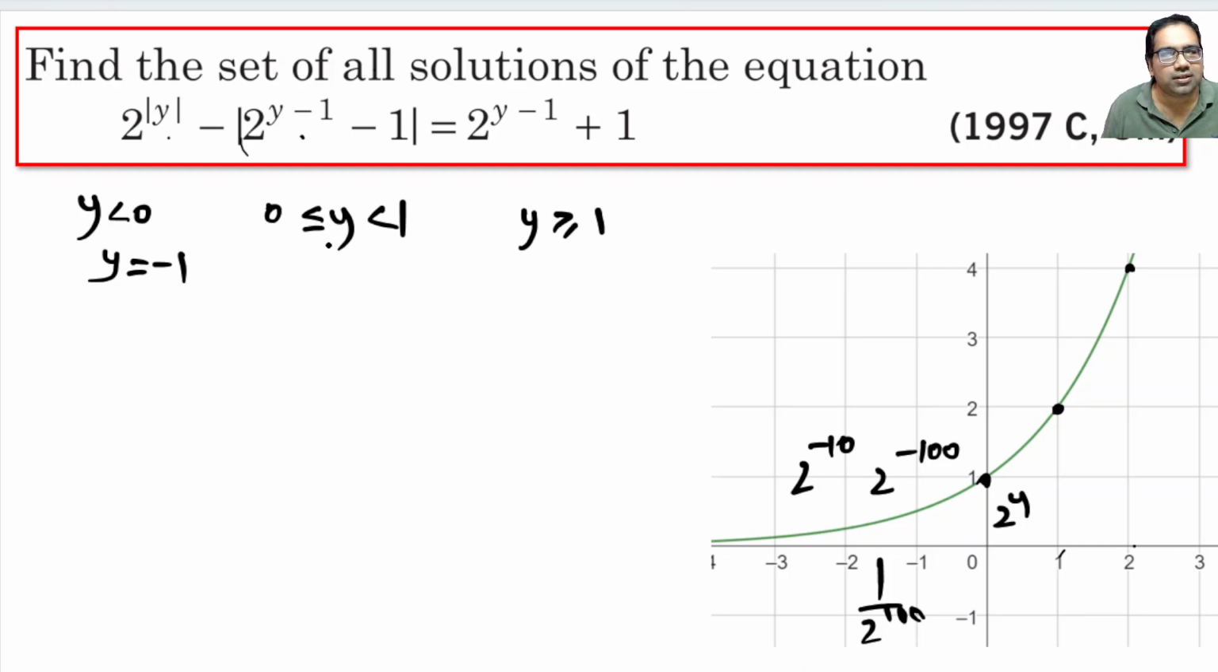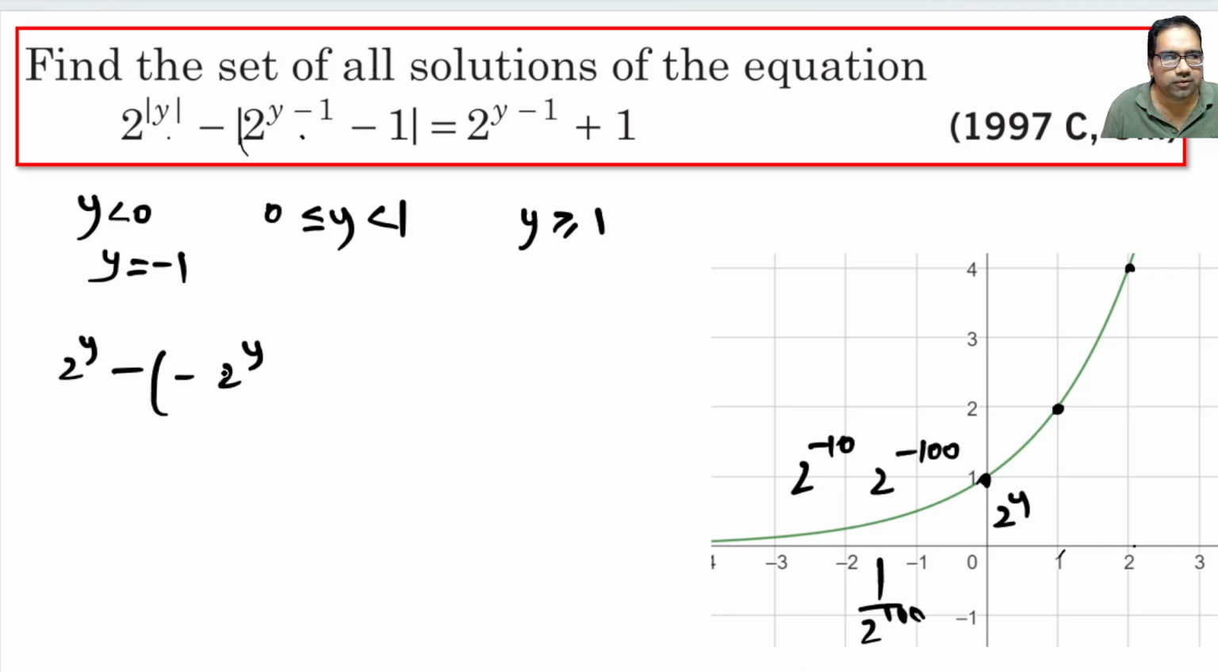Now, 0 less than or equal to y less than 1. In this case, y is greater than 0, so this part becomes positive, so this becomes 2 power y. Now, minus of this entire part: when y is less than 1, 2 power y minus 1 minus 1 is still less than 0. So this part will become minus of minus again.